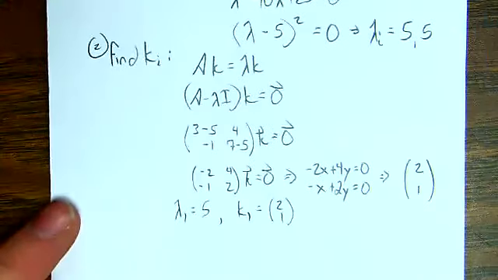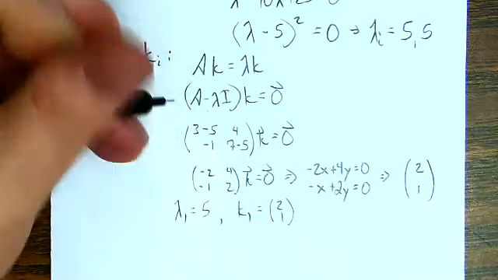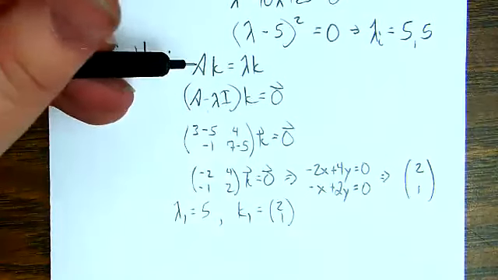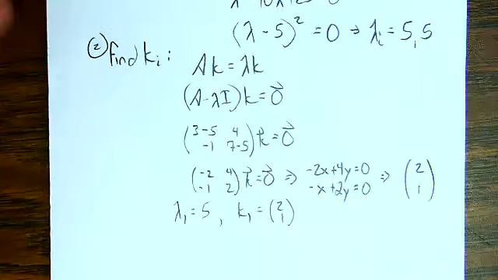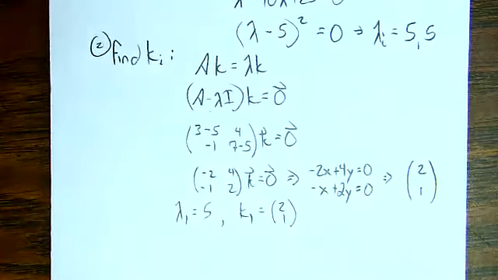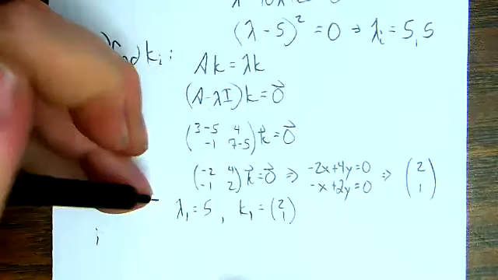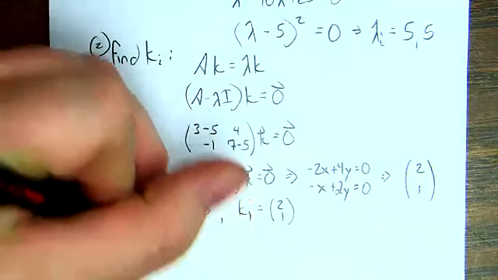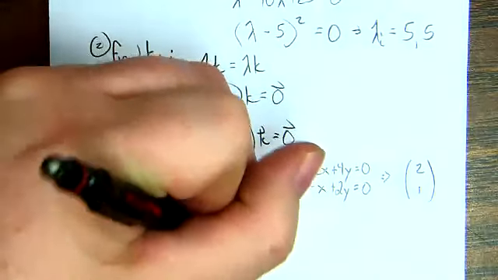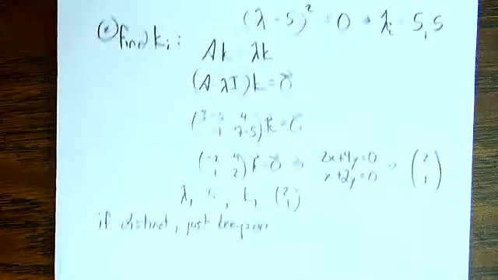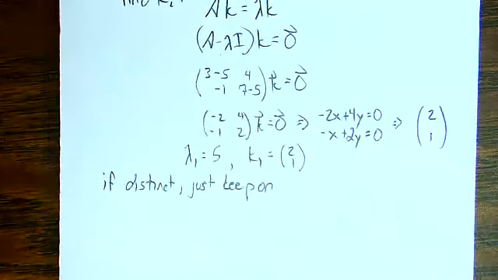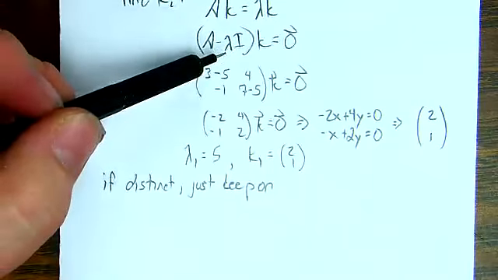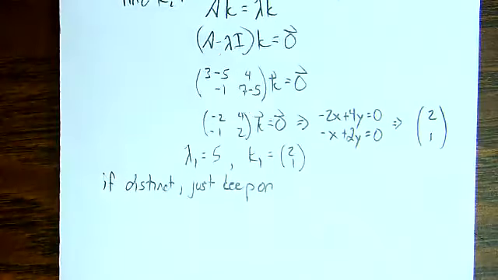But now, if I set up to find this k again using the same lambda, I'm going to end up with the same equation because I haven't changed anything. So we need to change something about this. If these values are distinct, we're just going to keep on. We have a different value here to plug in for lambda, which is going to give us a different relationship between x and y to make sure that 0 holds.